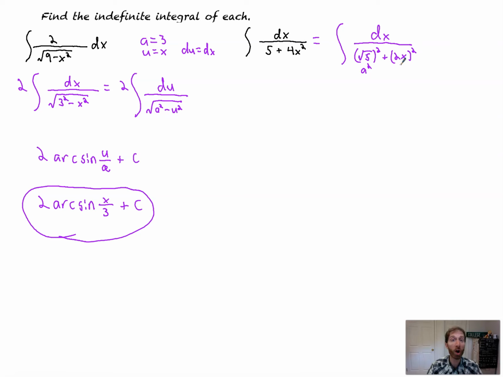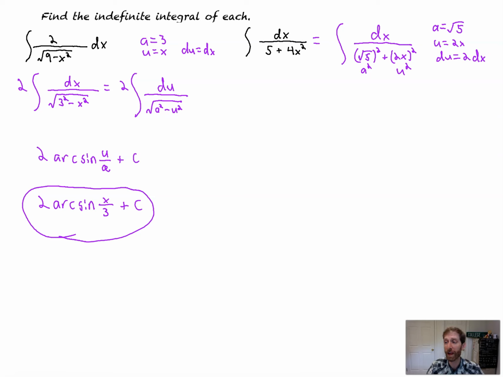Don't immediately go into arctan or arcsine, by the way. You're doing this if and only if no other processes work. So you've gone through u sub, you've gone through other ideas, and then you're like, wait a second, this looks like it could be arcsine, or this looks like it could be arctan. Then we go there. This is u squared. So a is equal to root 5, u is equal to 2x, and du is therefore equal to 2 dx.